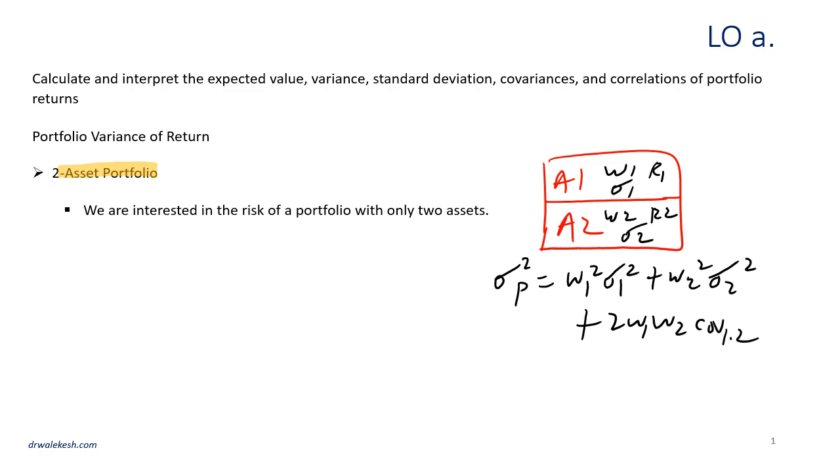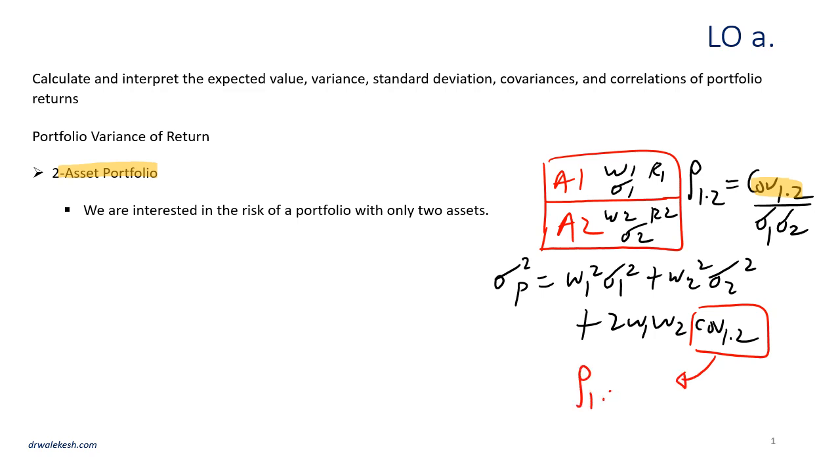At some part of the curriculum, we learned that the correlation of asset 1 against asset 2 is the same as the covariance of asset 1 against asset 2 all over the standard deviation of asset 1 and the standard deviation of asset 2. If I decide to make covariance the subject of the formula, that means this whole covariance could be replaced with the correlation of asset 1 against asset 2 times sigma of asset 1 times sigma of asset 2.